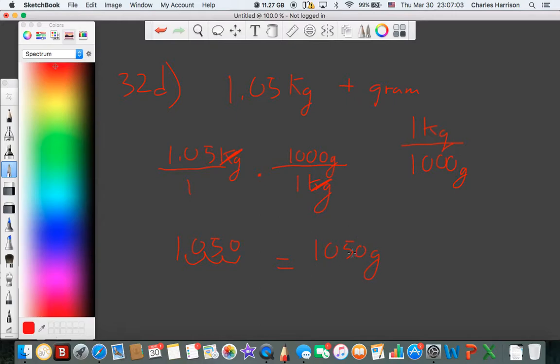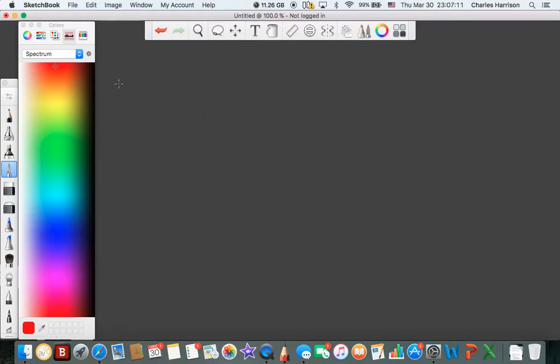1,050 grams. So there's 1,050 grams. 1,050 grams is equivalent to 1.05 kilograms. All right? All right, let's move forward to 32E. We're almost done. We got this one, then F after that, 32F, and then finally 33.